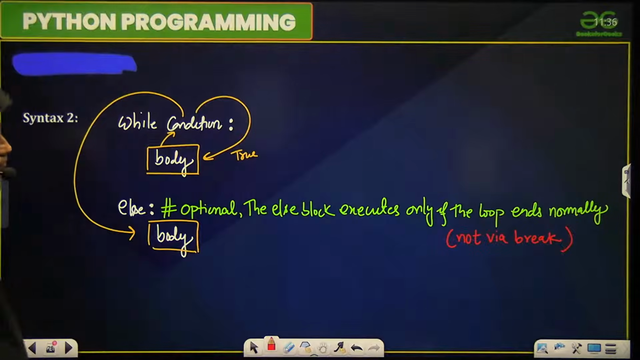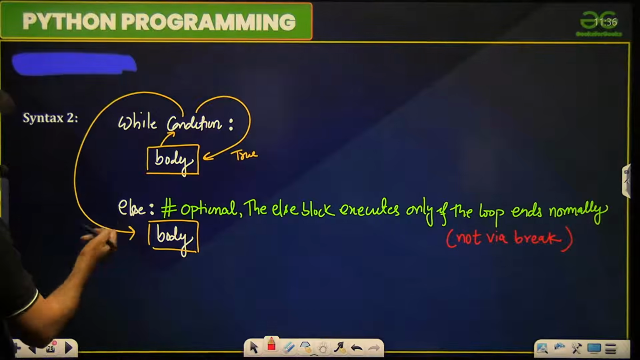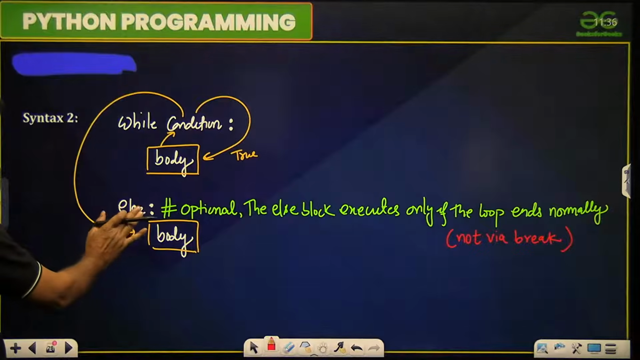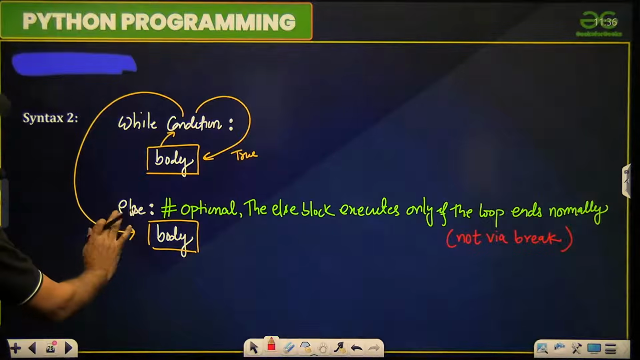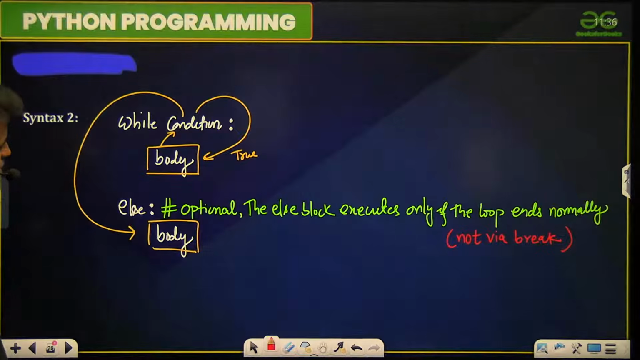Understood? So this else part is optional, student. The else block executes only if the loop ends normally, right? Loop ends normally, not via break, student. So else means loop without break, student. This is another syntax, okay?